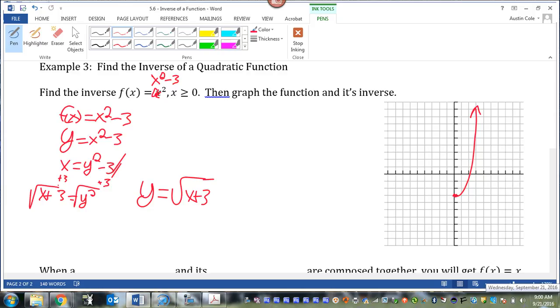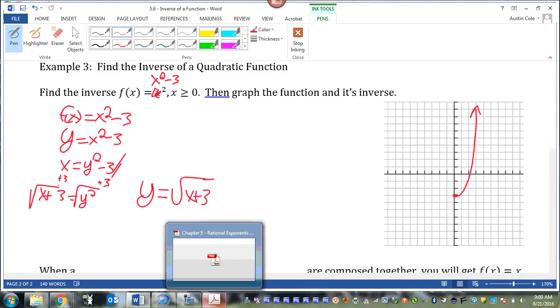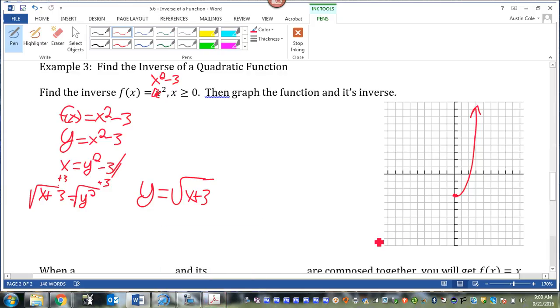Is this the first function or the second one? We are graphing the original function right now. First. Now we're graphing the inverse. So the square root graph, what does that look like? Isn't it a different line? It is. It's a square root.